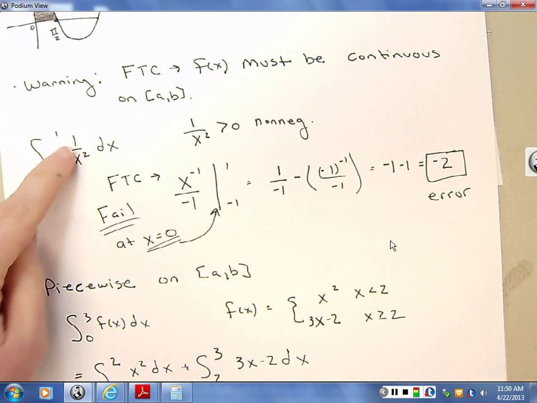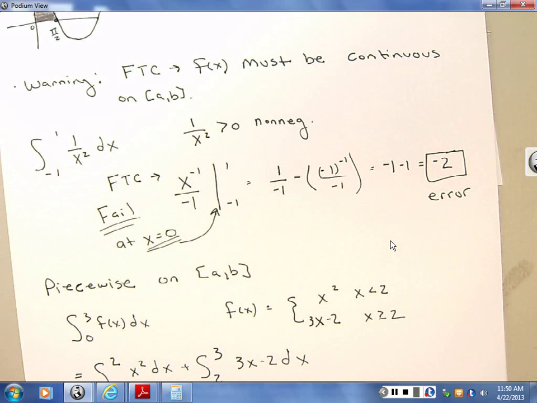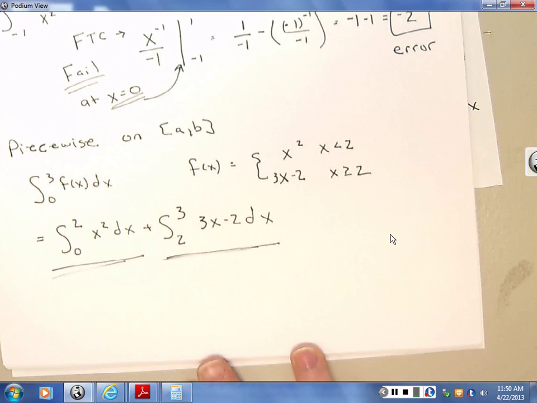Now, I can integrate this from 5 to 10, no problem, in Calc 1, because that doesn't involve the point 0. With piecewise functions, you would always add them together. Yes, basically, you're accumulating it.